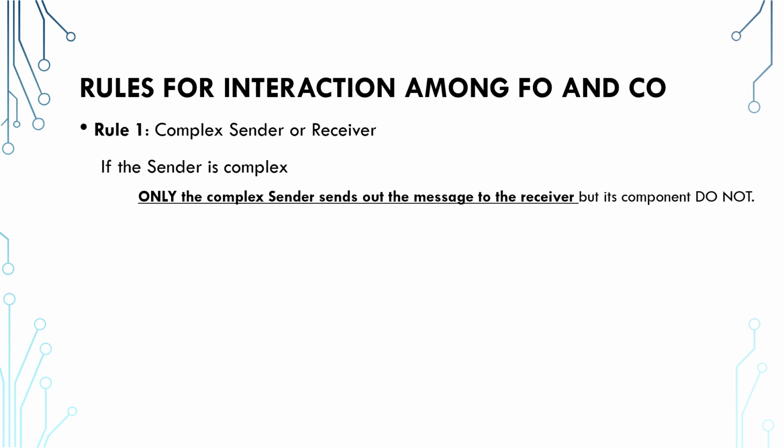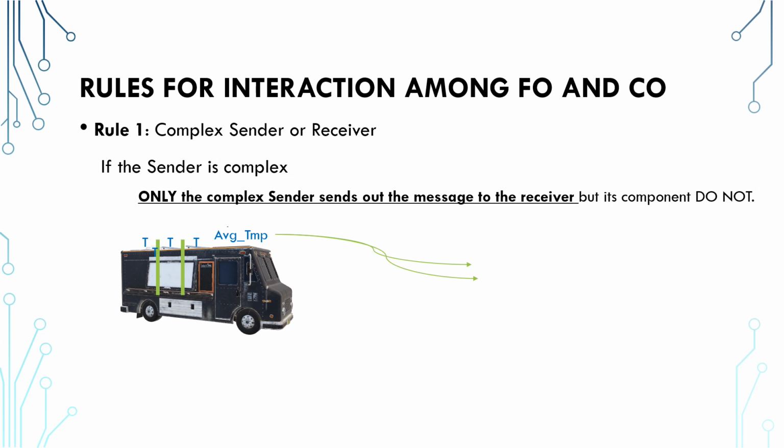The first rule considers complex sender or receiver. If the sender is complex, then only the complex sender sends out the message to the receiver. The components do not send out the message. Let us take an example where we consider a milk van which is composed of 3 regions. Each region senses its own temperature. The milk van is the complex sender, which calculates the average temperature, which it sends out in terms of the average temperature.